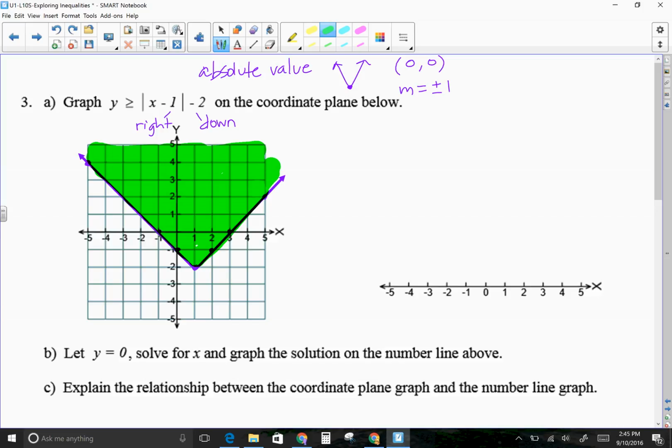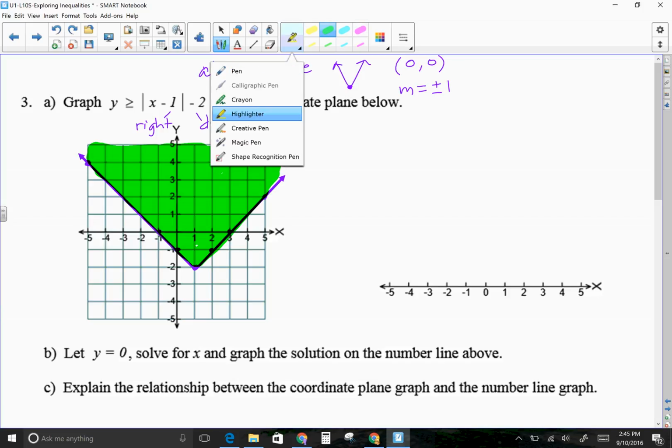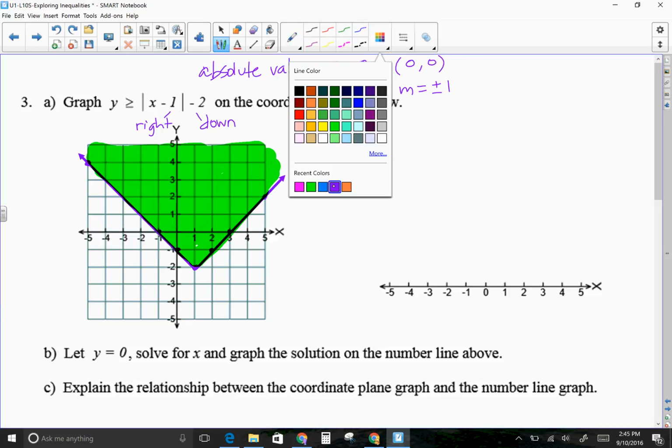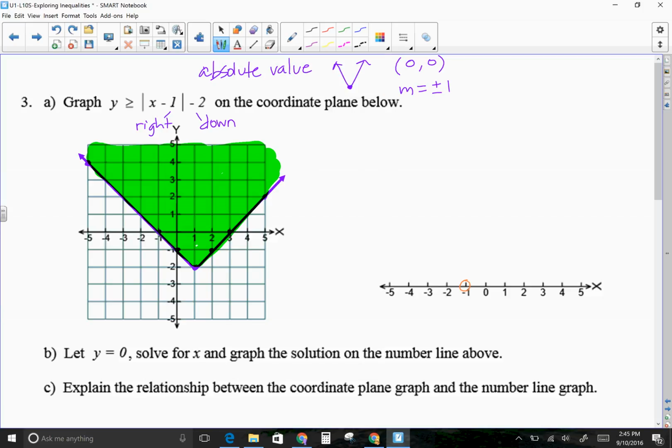Okay, so let y equal 0, solve for x, and graph the solution. So basically what you want to do is take that number line, take your x-axis, and copy it over to the number line. So where did I intersect? I intersected at -1. I intersected at 3. Are they colored in? Yeah, it's an equal to up here, so yes, it is. So I'm going to color those in.